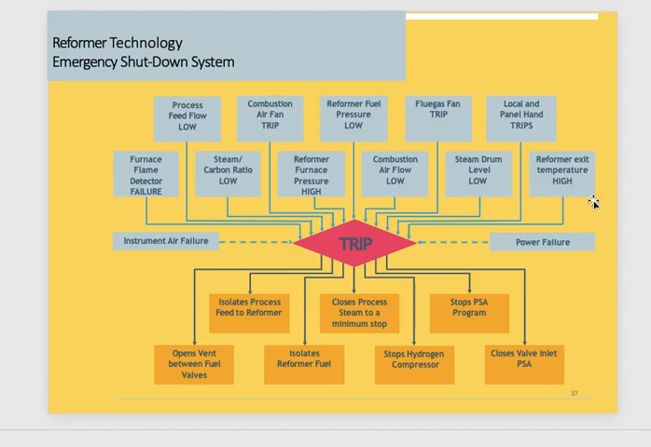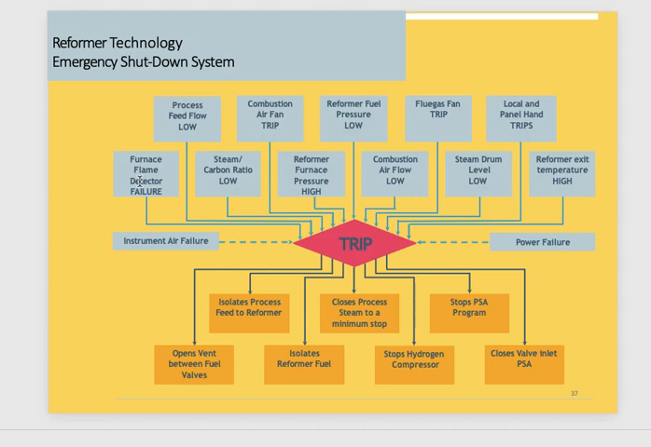Reformer exit temperature high, maybe the process temperature more than 875 or something like that, will shut down the process to protect the outlet stream from the excessive heat, and for sure the power failure and instrument air failure. All this will activate the shutdown for the reformer and the process to protect the catalyst and the equipment.